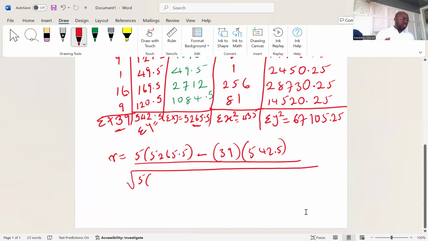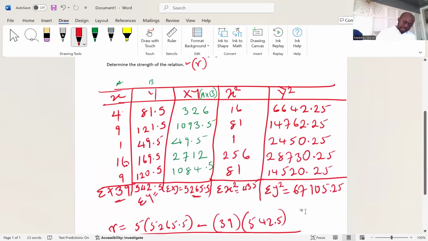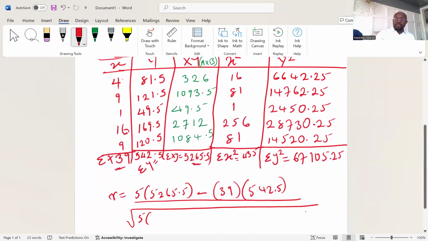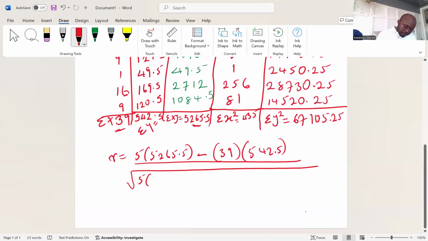And what's the next formula? Sum of x square. Come to the table. Look at sum of x. Sum of x square is 435. Bracket. Minus sum of x all square. Sum of x is 39, all square. This bracket closes. And open another bracket. Sum of n again. N is 5.